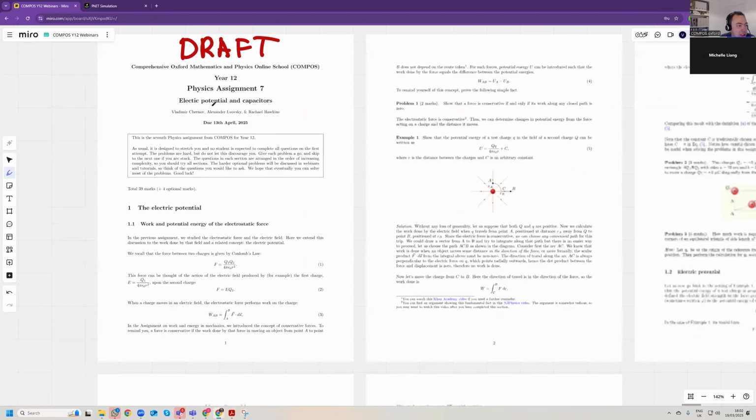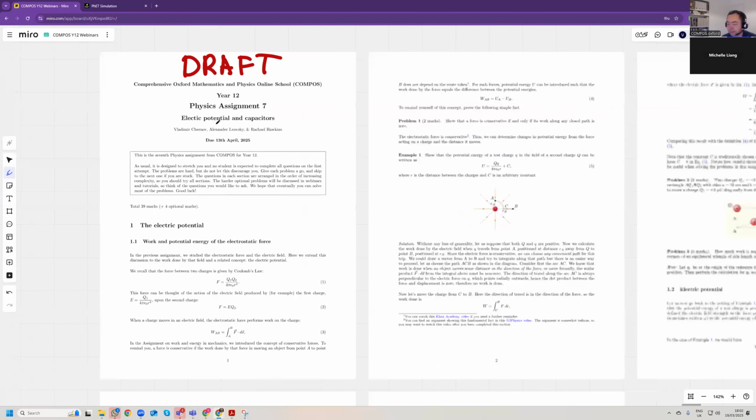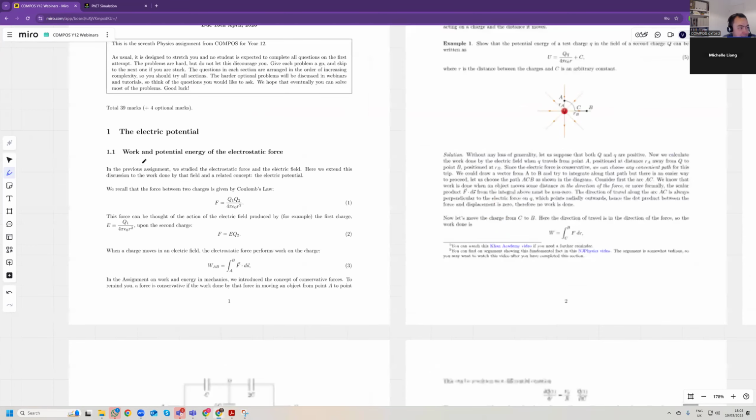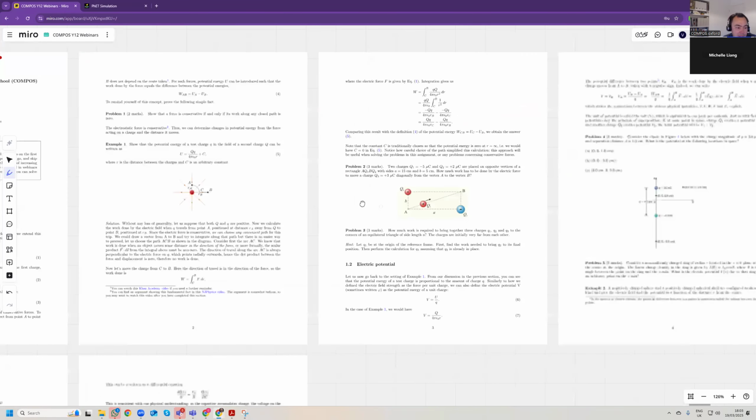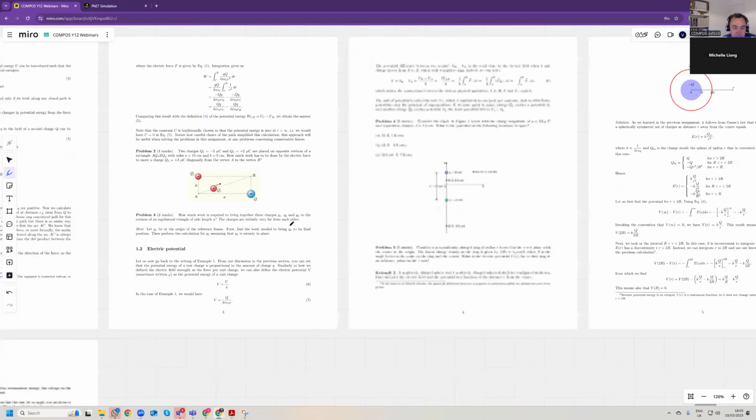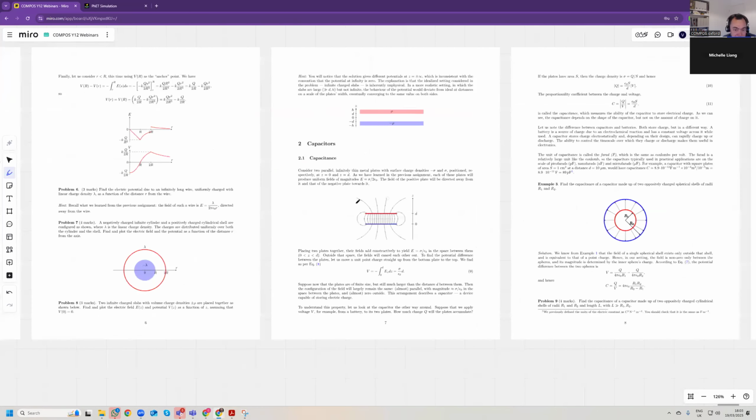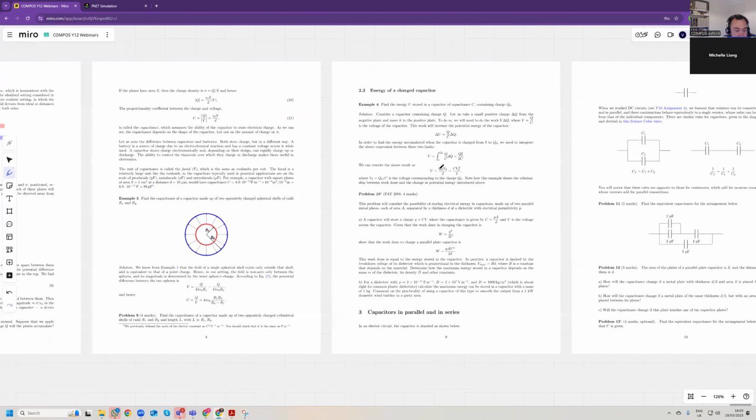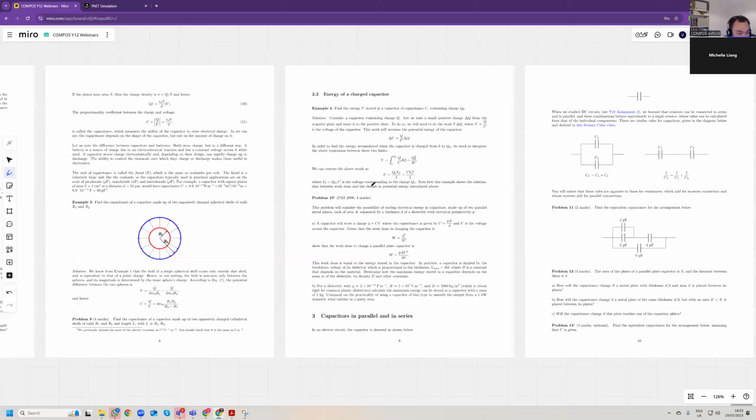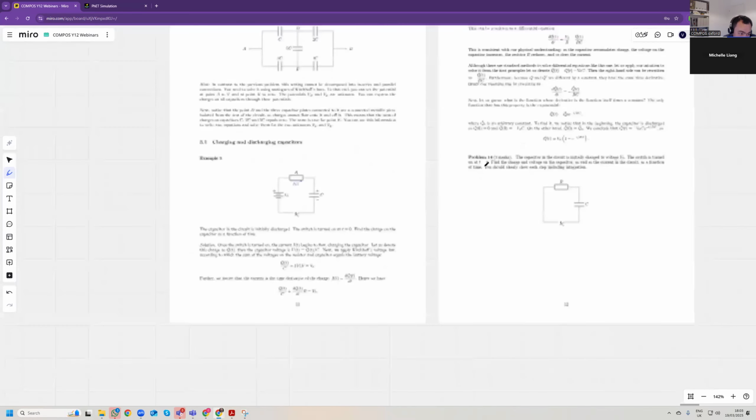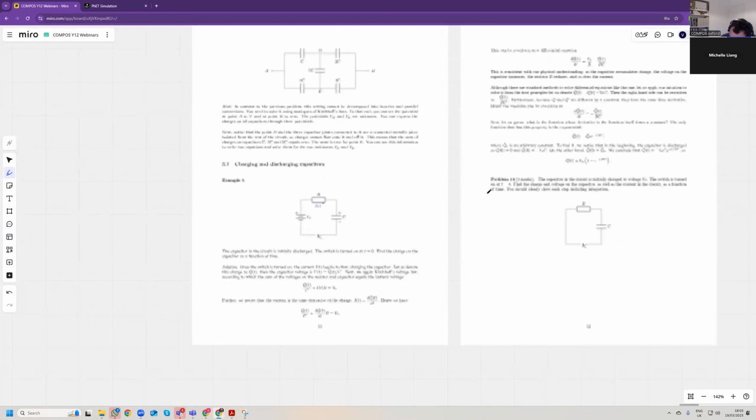So we're talking about electric potential and capacitors. We start with describing what electric potential is, and then we talk about more electric potential. Then we talk about capacitors and capacitance. And then you have the energy of a charged capacitor, energy of capacitors in parallel and series, and finally charging and discharging of a capacitor. Have you done capacitors in school?